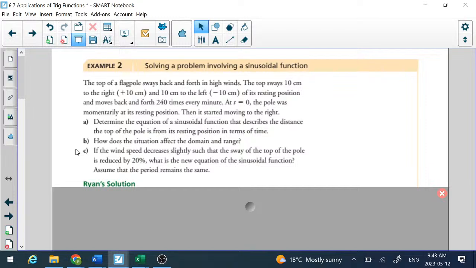What is this value right here? It goes back and forth 240 times every minute. So I'm going to guess they're saying it goes back and forth this 240 times in a minute. That's 60 seconds. So what would this value be? A quarter of a second?